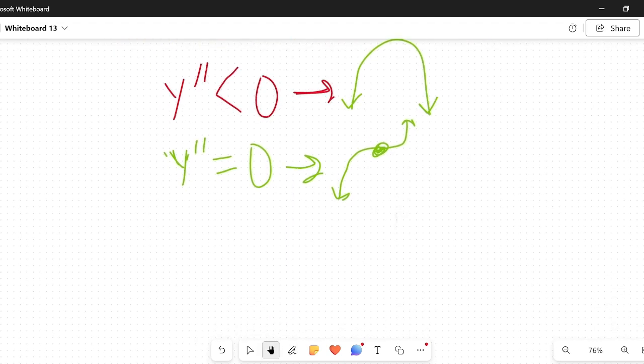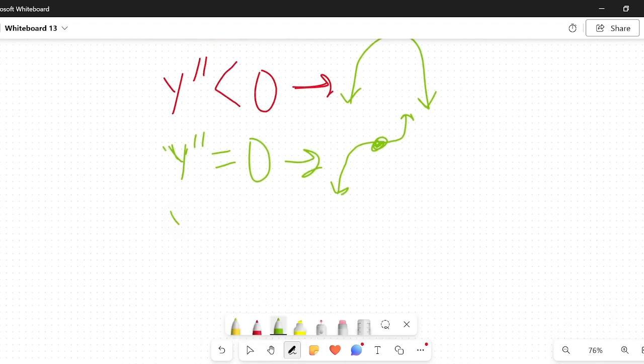And now, if y double prime is greater than 0, then it's going to look something like so. Essentially, you can see the direction in which it's scooping, and that's what it's going to look like. And we already went over the second derivative test, where if the derivative is positive, clearly it's a relative minimum.